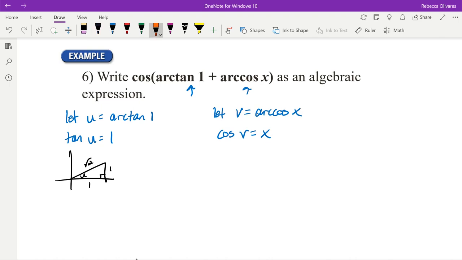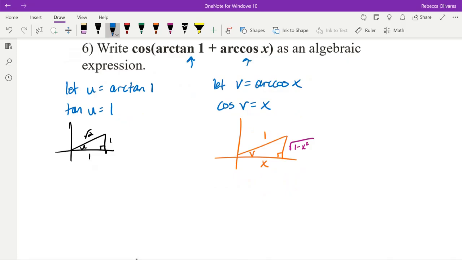And then for the v, this one is going to be weird because I have an x in it. So again, we can just draw it in quadrant 1 since they don't tell us that we have any restrictions. So there's angle v down there, and the cosine of angle v is x. So the adjacent side is going to be x, and the hypotenuse is going to be 1. And so I can do the Pythagorean theorem to get that the length of the other leg is going to be the square root of 1 minus x squared.